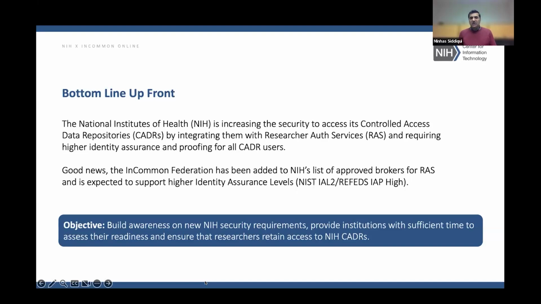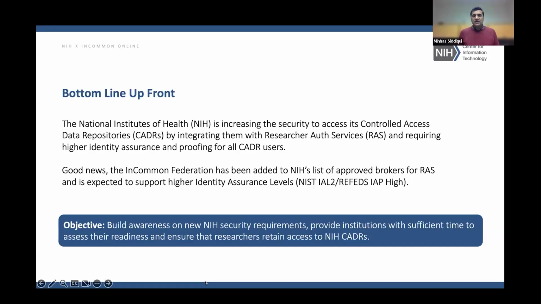NIH is raising the bar on identity assurance to better protect sensitive biomedical data, while still enabling researchers to do their work. RAS provides the mechanism to do this consistently across NIH systems. The good news is that, as Anne mentioned earlier, the InCommon Federation is now an approved identity broker for RAS. This means institutions can continue to rely on their campus-based identity systems rather than shifting researchers to entirely new credential models.